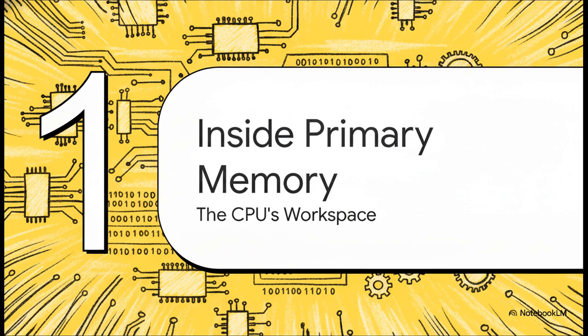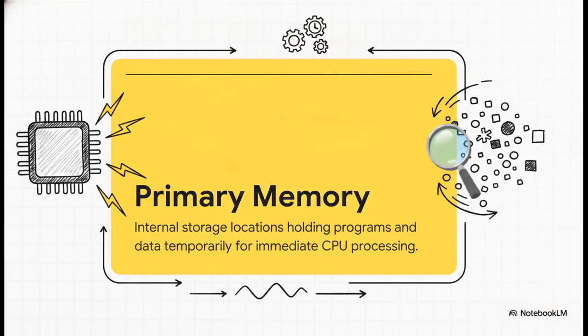Section 1. Inside primary memory. Let's start right inside the tight, high-speed confines of the CPU. This brings us to primary memory, which is often called real or internal storage. Its entire job? Temporary storage. It is all about speed and random access. It gives the CPU exactly what it needs, right when it needs it, so it literally never has to wait around.